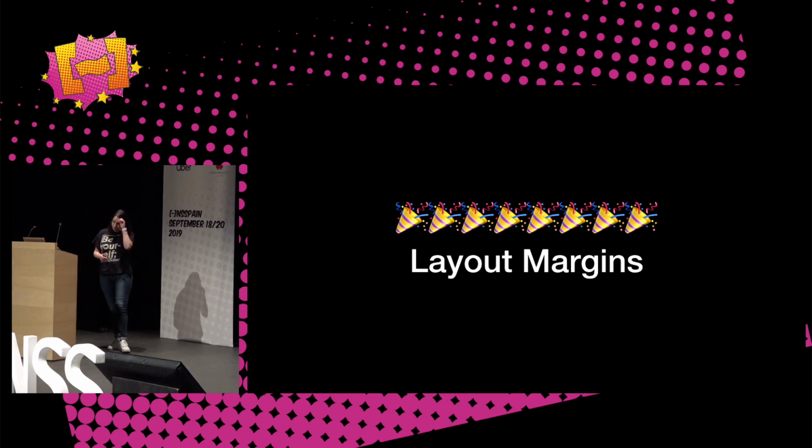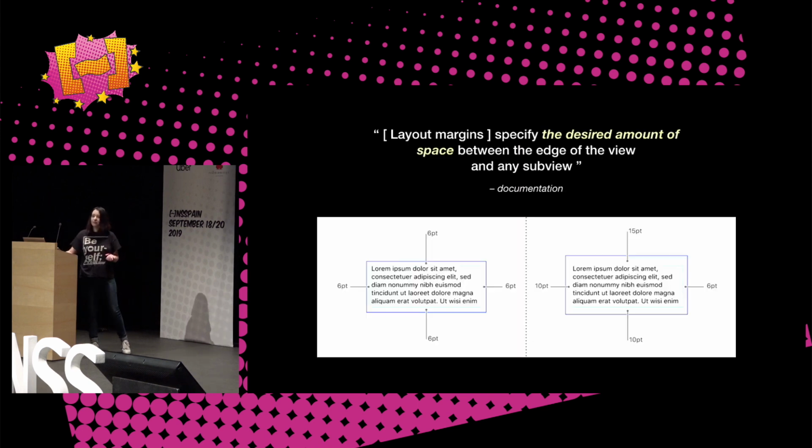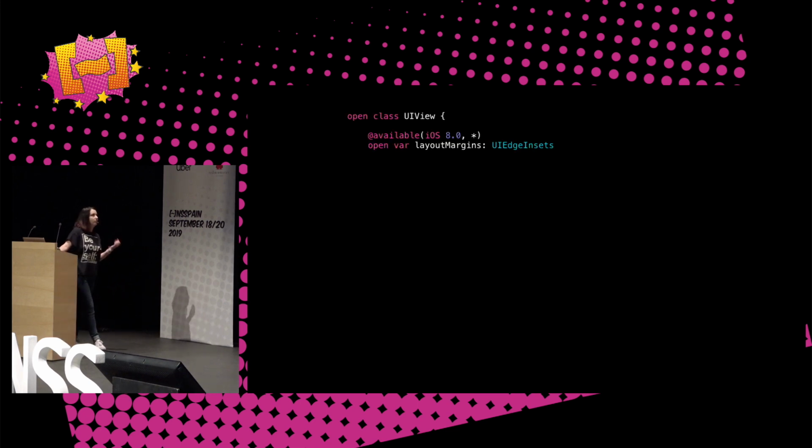So it's based on a really simple concept of every view having layout margins, which is a desired amount of space that that view wants to have between any of its subviews and its edge. So it's basically the inset that you want to have on that view. And in code, it's represented by one simple property called layoutMargins of type UIEdgeInsets.